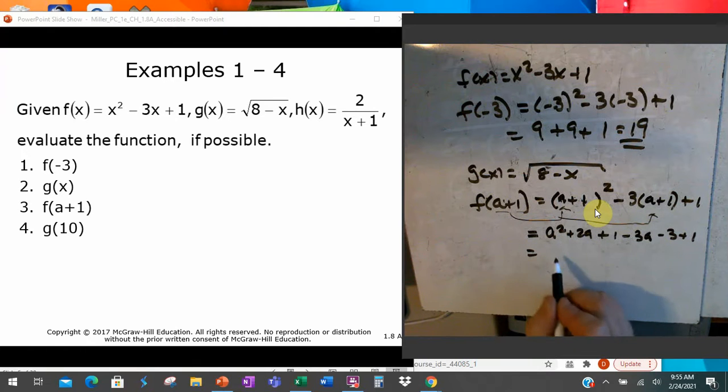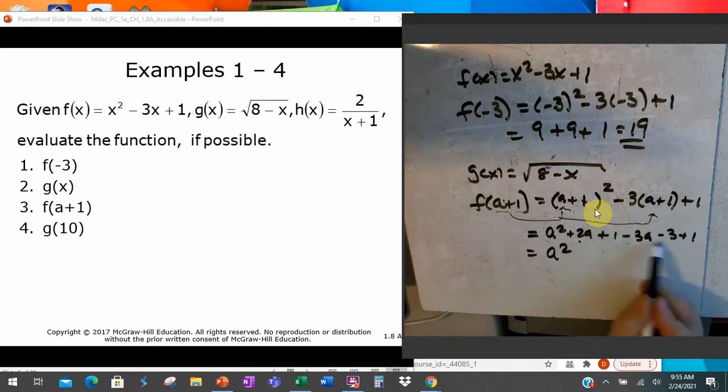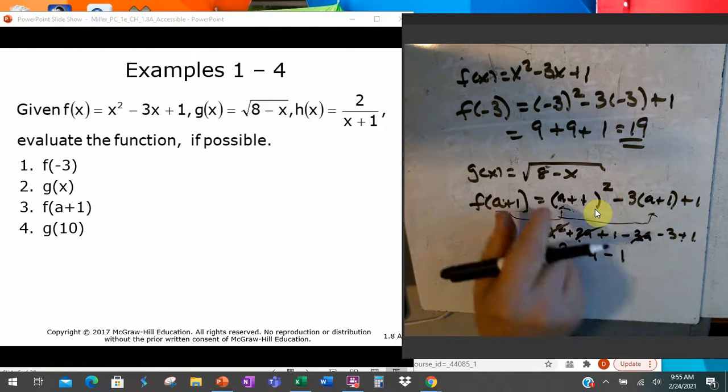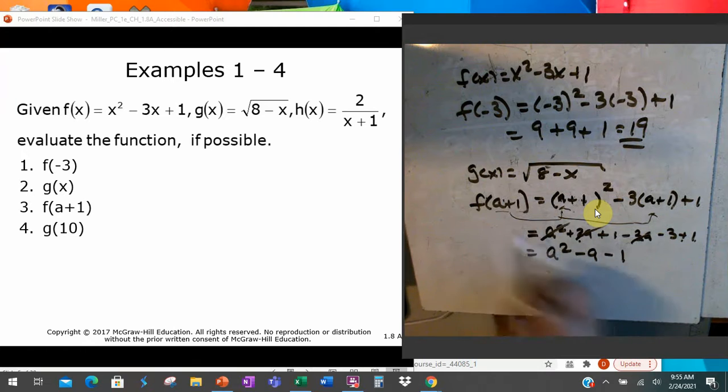Grouping all my a squares, grouping all my a's, so 2a and minus 3a is minus a. That goes out, that goes out, that goes out, and then I've just got these constants to do. Plus 1 and plus 1 is 2. Negative 3 plus 2 is my minus 1. And that is in terms of a. So then I would just be waiting around for what my a is. Okay.